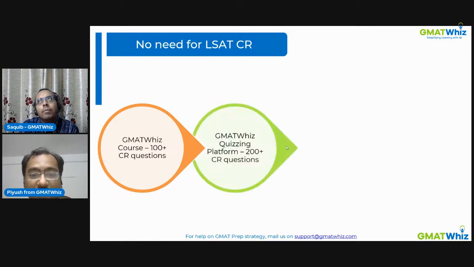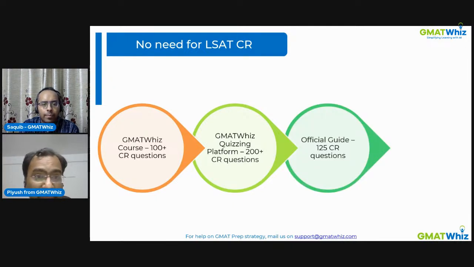And then in the GMATWhiz quizzing platform, which we call Whiz Quiz, there are about 200 plus CR questions. So you have 300 plus additional questions of CR, and all of these are high quality questions, by the way, very similar to the kind of questions you get on GMAT. And then the Official Guide has 125 questions. We do provide Official Guide solutions in our course as well, so in our methodology, that is also an extension of it.